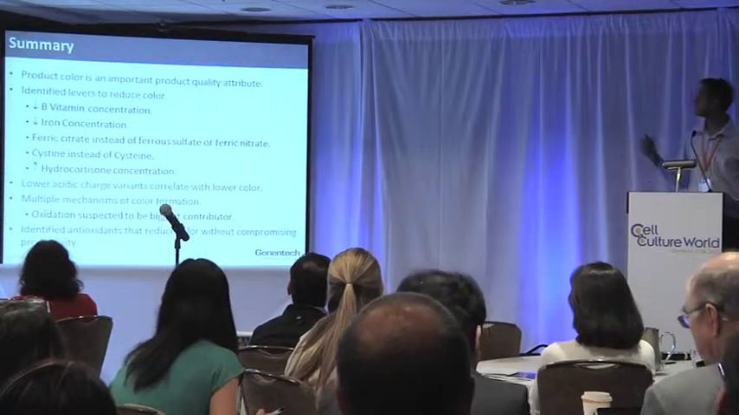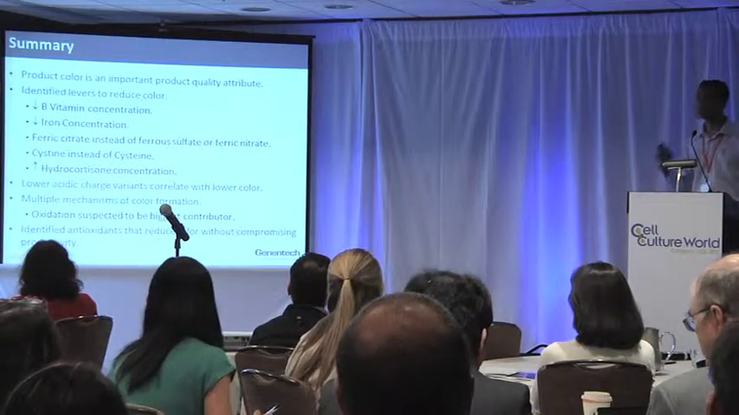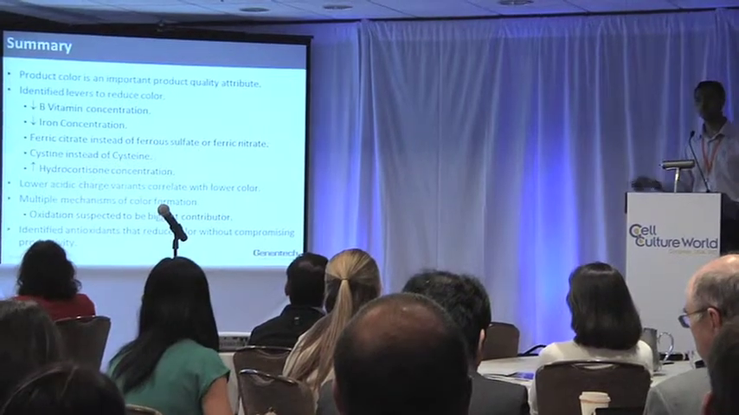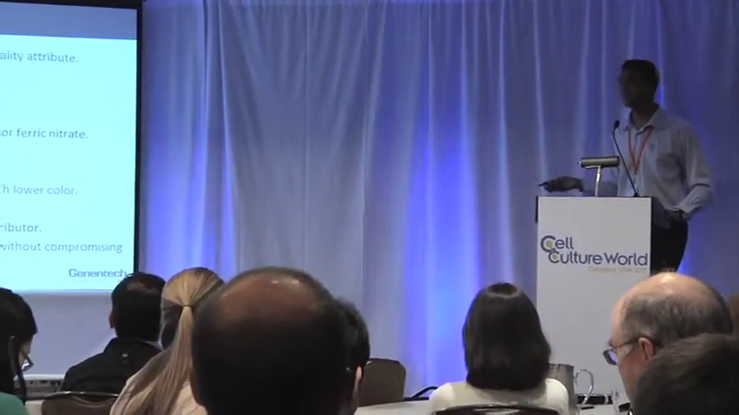And with that, I'd like to summarize that product color is a very important product quality attribute which is getting attention only recently because of the shift in the industry to higher concentration formulations. We identified multiple levers that can reduce color. We also see that acidic variants lower with the lower color. There are multiple mechanisms for color formation, of which we suspect that oxidation is the biggest contributor. And of course, we identified many antioxidants that can reduce color without compromising productivity. And with that, I would like to thank you, and I'll take any questions and comments you have.